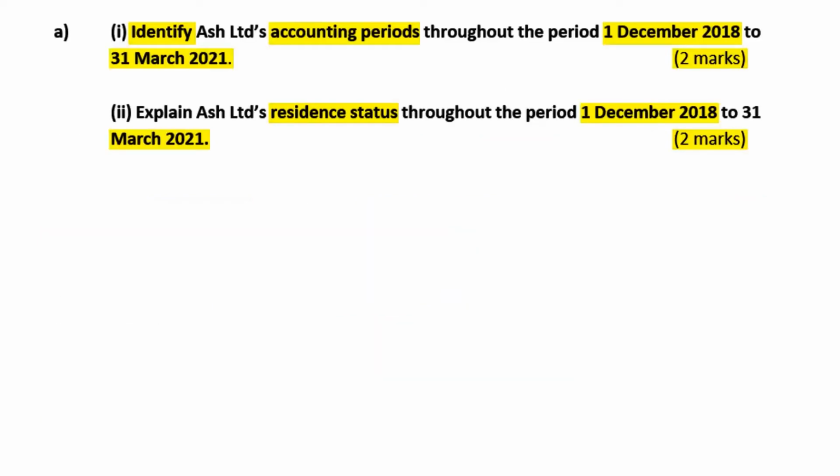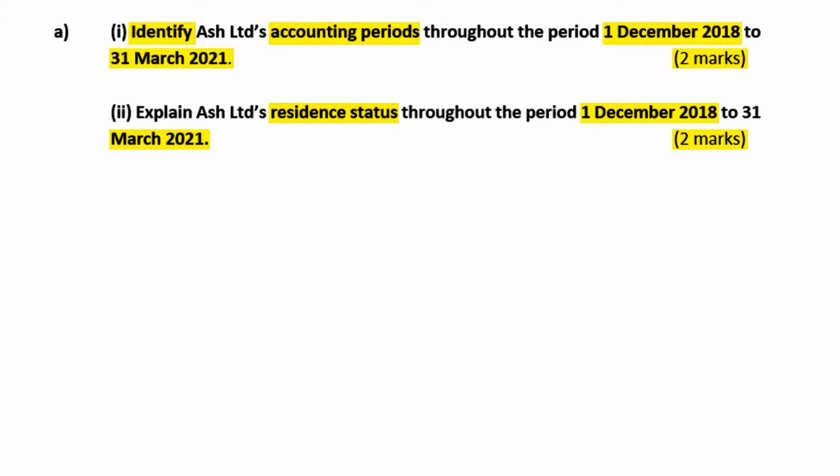A few general rules when it comes to accounting periods for companies: an accounting period for corporation tax purposes begins when the company obtains its first source of income, and a key rule to remember is that for a company, an accounting period cannot exceed 12 months. That's the key disconnect with personal tax. For corporation tax, an accounting period cannot exceed 12 months.